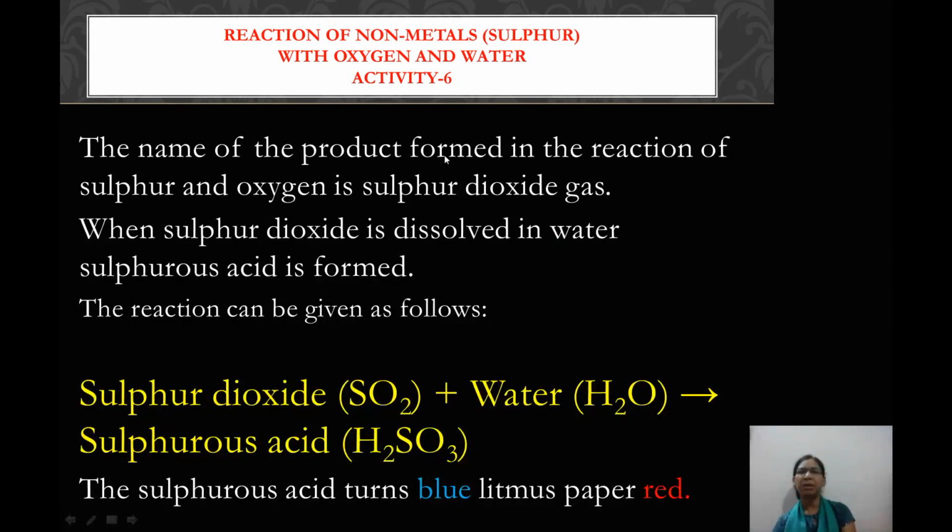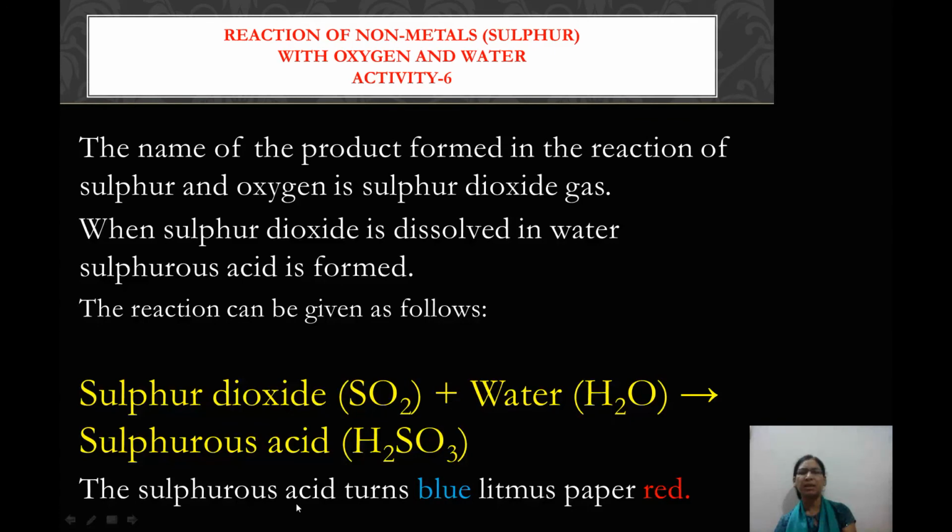The name of the product formed in the reaction of sulfur and oxygen is sulfur dioxide gas. When sulfur dioxide is dissolved in water, sulfurous acid is formed. The reaction can be given as follows. Sulfur dioxide, SO2, reacts with water, H2O, to form sulfurous acid, H2SO3.